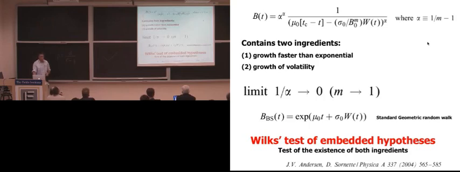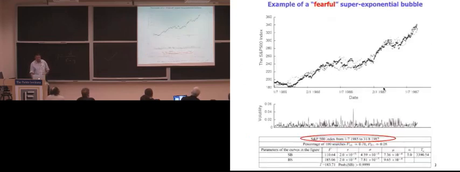Now, what is interesting also is that this model reduces to the standard Black-Scholes model solution in the limit where m, the exponent, goes to 1. So remember that m larger than 1 captures this positive feedback. So we can actually develop a Wilks test of embedded or nested hypotheses and test for the existence of bubbles of this category. And for example, when we do this analysis for the S&P 500 until the crash of October 1987, we do find that we reject the standard model and accept the bubble model with m larger than 1.